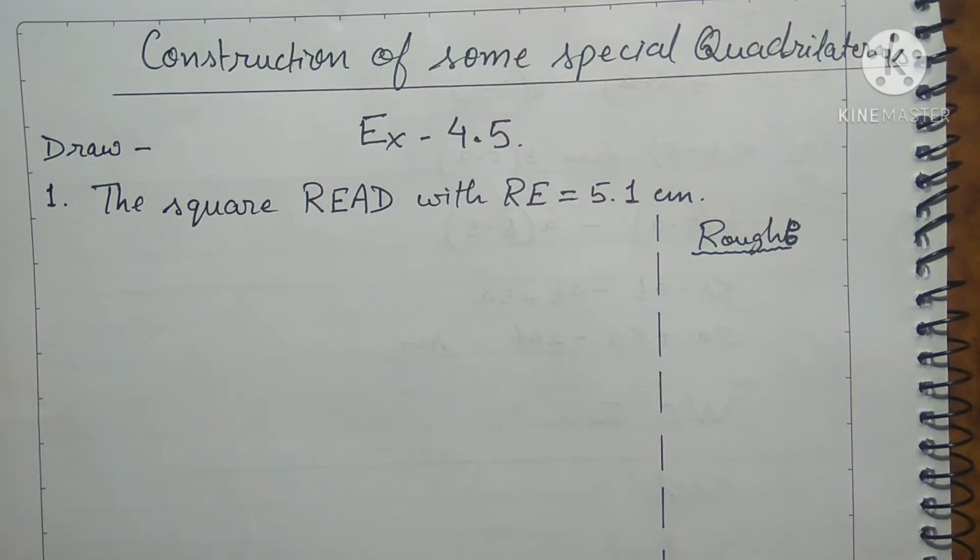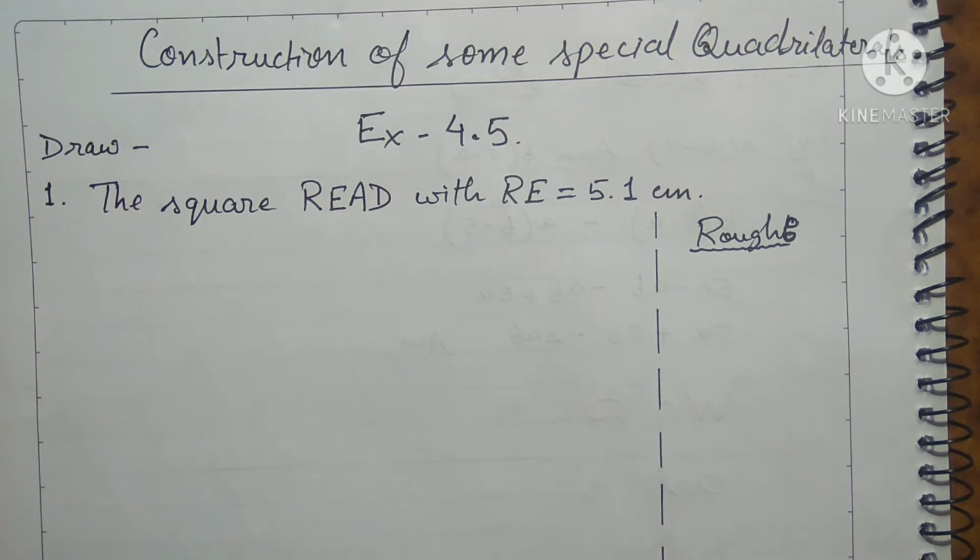Jai Hind, dear students. From our previous working, we conclude that to draw a quadrilateral, we used 5 measurements in our work. Okay, so is it true in every case? Let us check for some special quadrilateral.